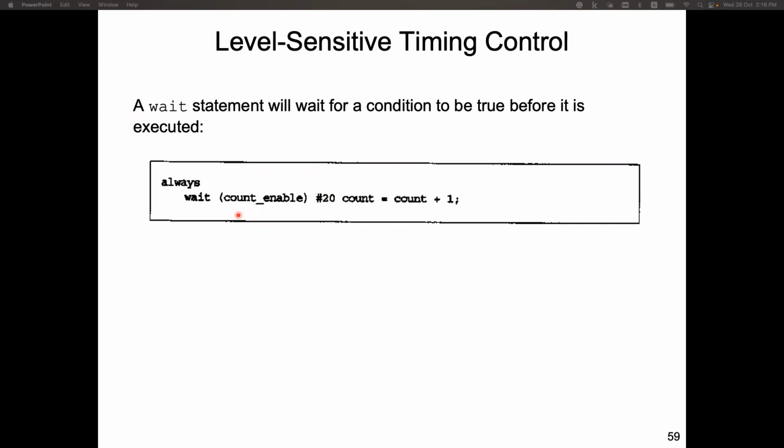Okay, that's the timing control. So today we had an in-depth discussion on the blocking and non-blocking assignment, and then learned these three types of timing control. That's all for today. Any questions?